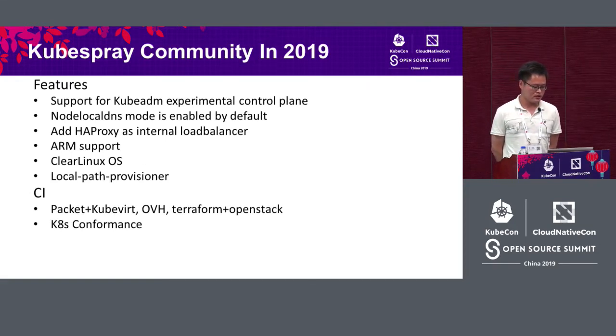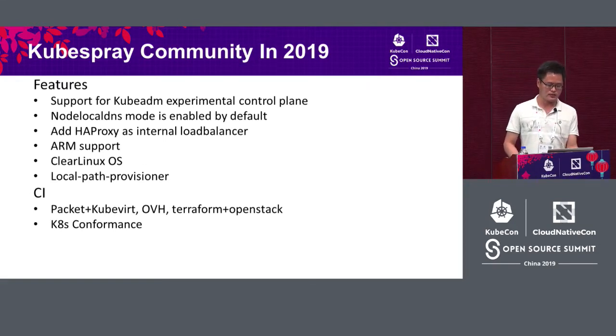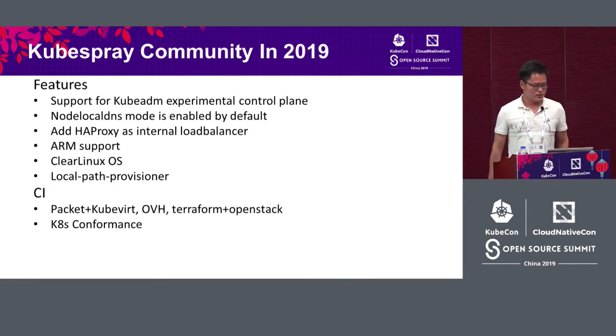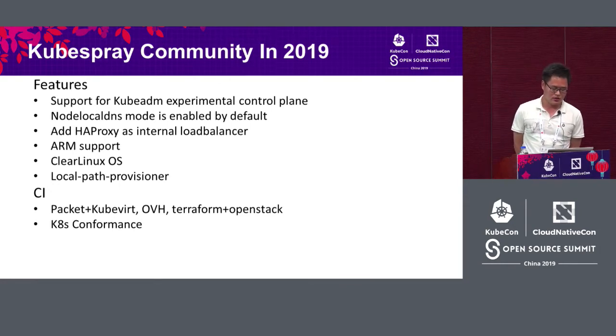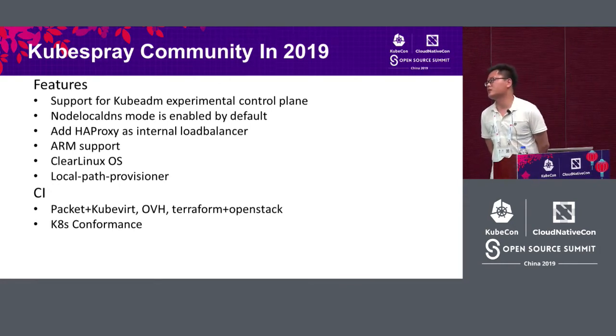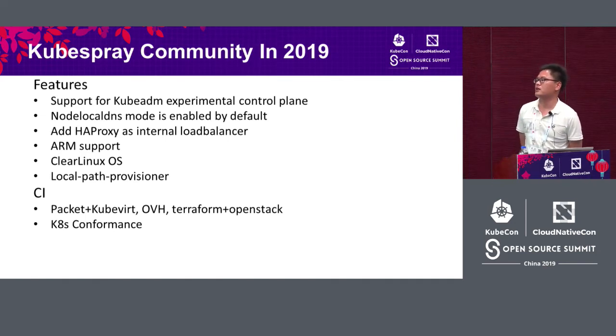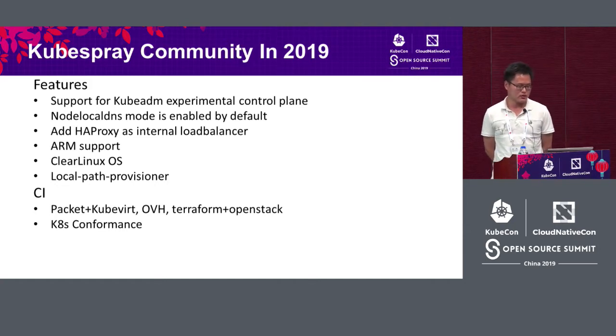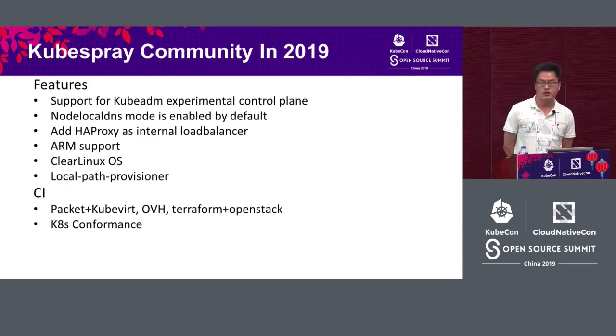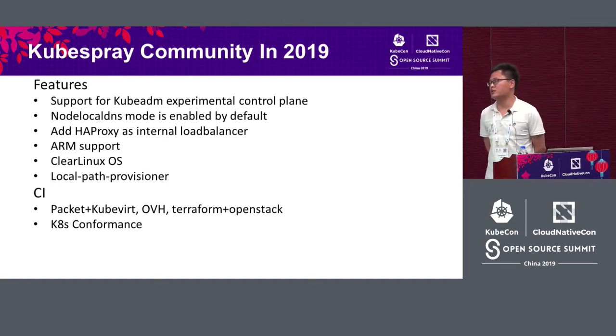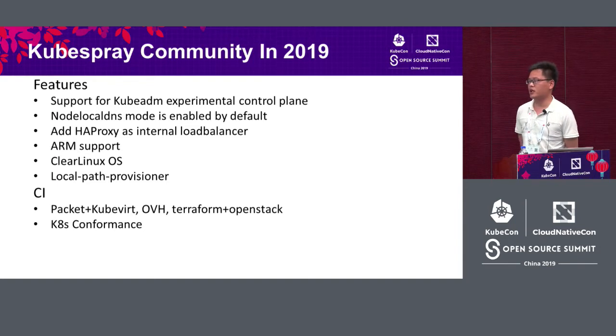And then let's talk about the Kubespray community in 2019. First, we supported the kubeadm experimental control plane. It's provided by the kubeadm community, and it's the dnsmasq function and node local DNS. That means for every node there is a local DNS.